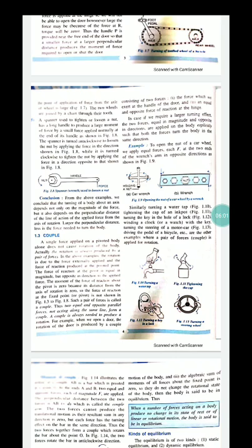Some examples of couples in daily life are turning the key in a lock, turning the tap, turning a steering wheel, opening the cap of an ink pot, turning the screwdriver. These are the examples of couple actions in daily life.